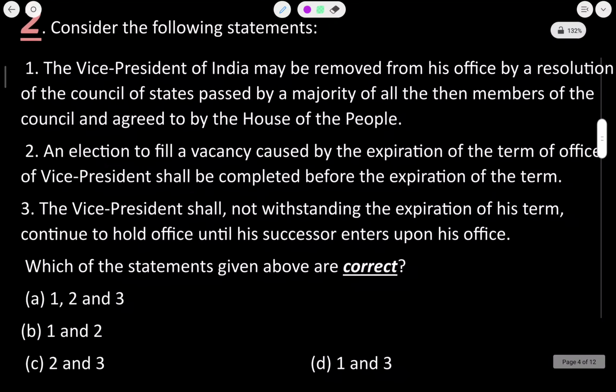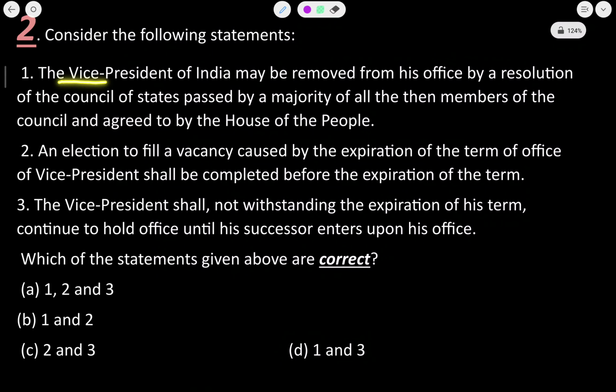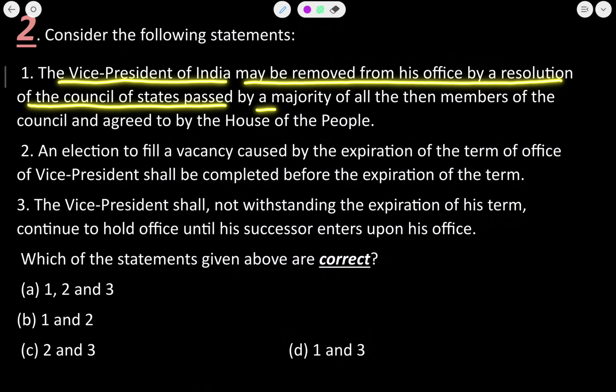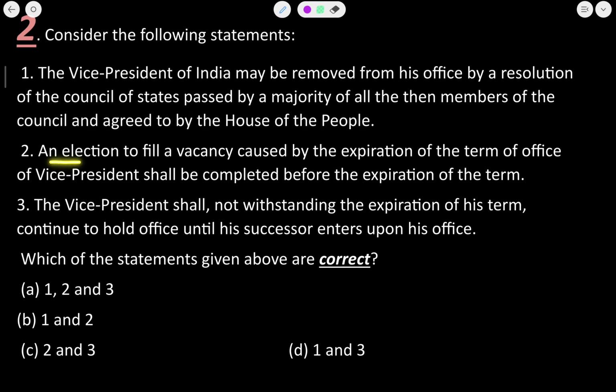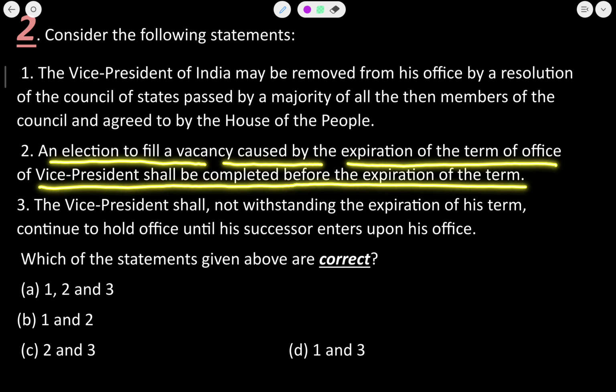Now, starting with the second question: the Vice President of India may be removed from his office by a resolution of the Council passed by a majority of all the then members of the Council and agreed to by the House of the People. Absolutely correct statement है. Next, an election to fill a vacancy caused by the expiration of the term of office of Vice President shall be completed before the expiration of the term.